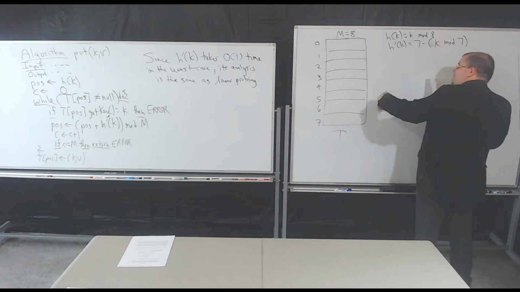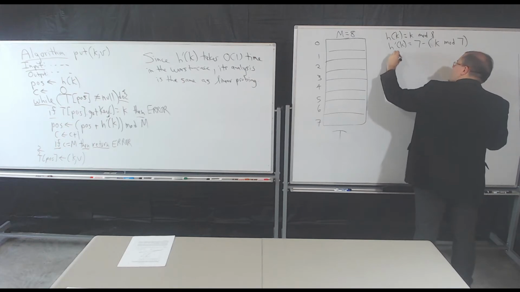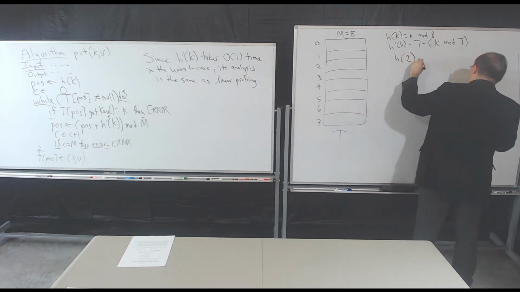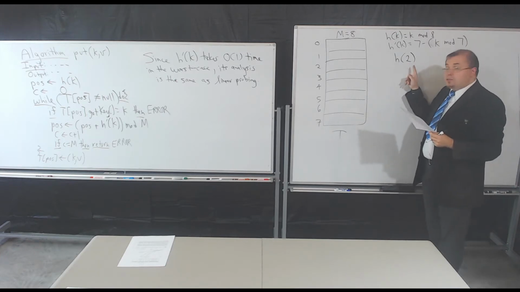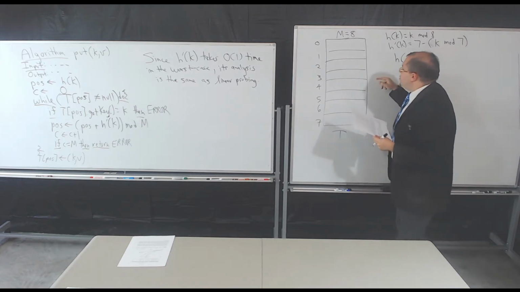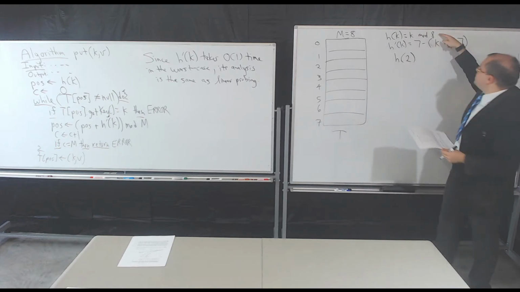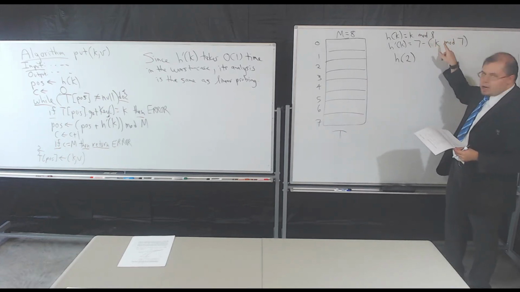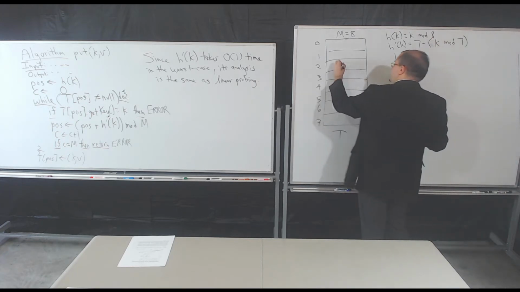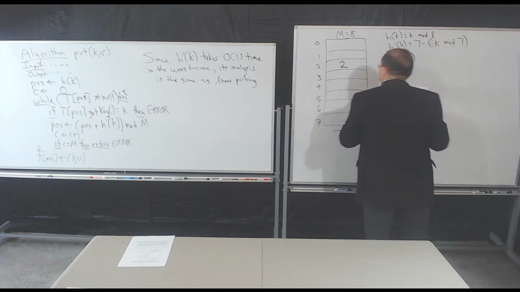Just for the sake of time, I'm going to ignore the null references. Okay, I'm going to try putting in h of 2. So I'm going to put the record with value 2 in. Where should it go? Well, I hash into position 2 because 2 mod 8 is 2. So I just put it right there.